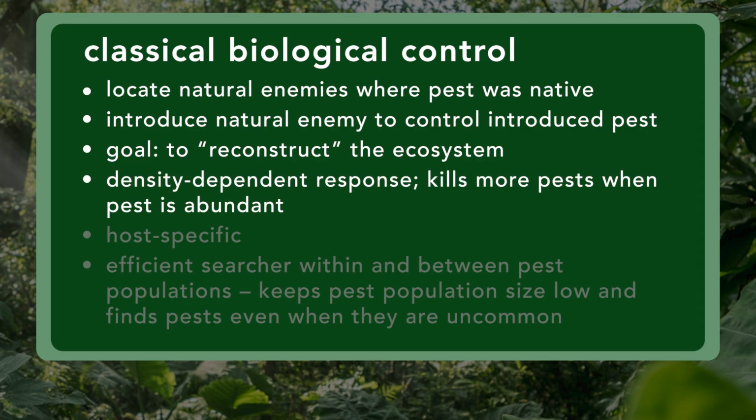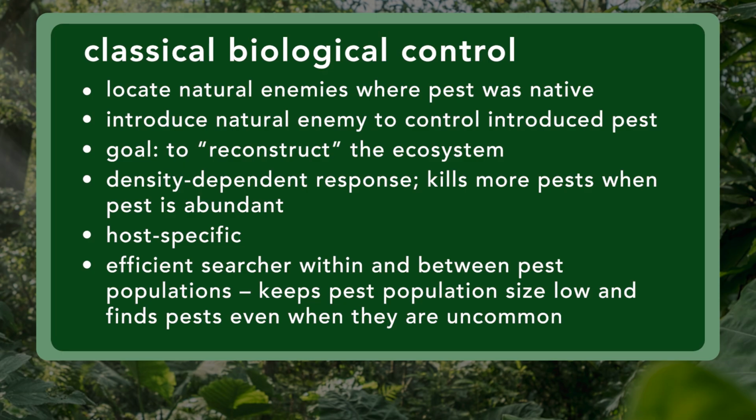A good biocontrol agent should have a density-dependent response, killing more pests when the pest is abundant. It should be host-specific, so it doesn't kill things we don't want it to kill. And it should be an efficient searcher within and between pest populations, keeping the pest population size low and finding pests even when they become uncommon. The uncommon pests are the most important to get because they could reseed the entire population if control is relaxed. We want to find that last mosquito to ensure that we reduce the population to zero completely.